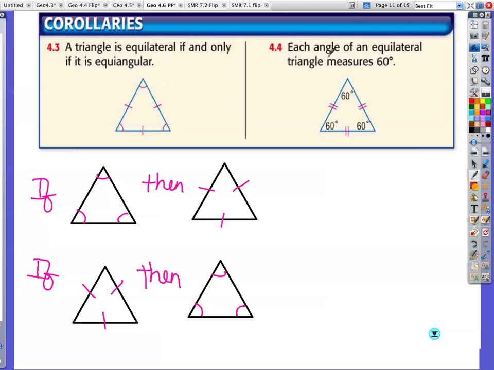And then we also need to get this in here. Each angle of an equilateral triangle measures 60 degrees. And the reason is because you've got 180 degrees total. Equilateral means all three sides are the same, so all three angles are the same. So you divide by 3, every angle has to be 60 degrees.